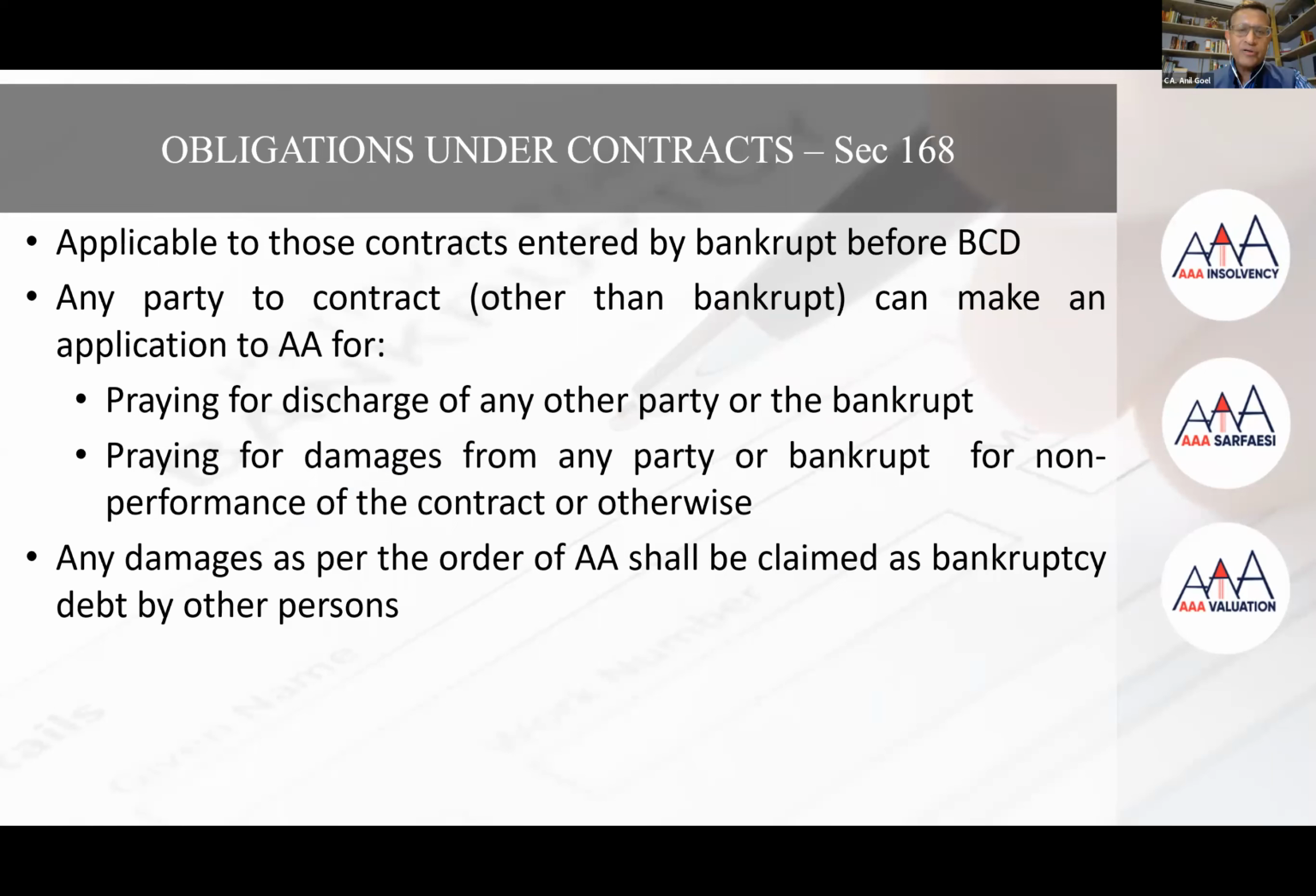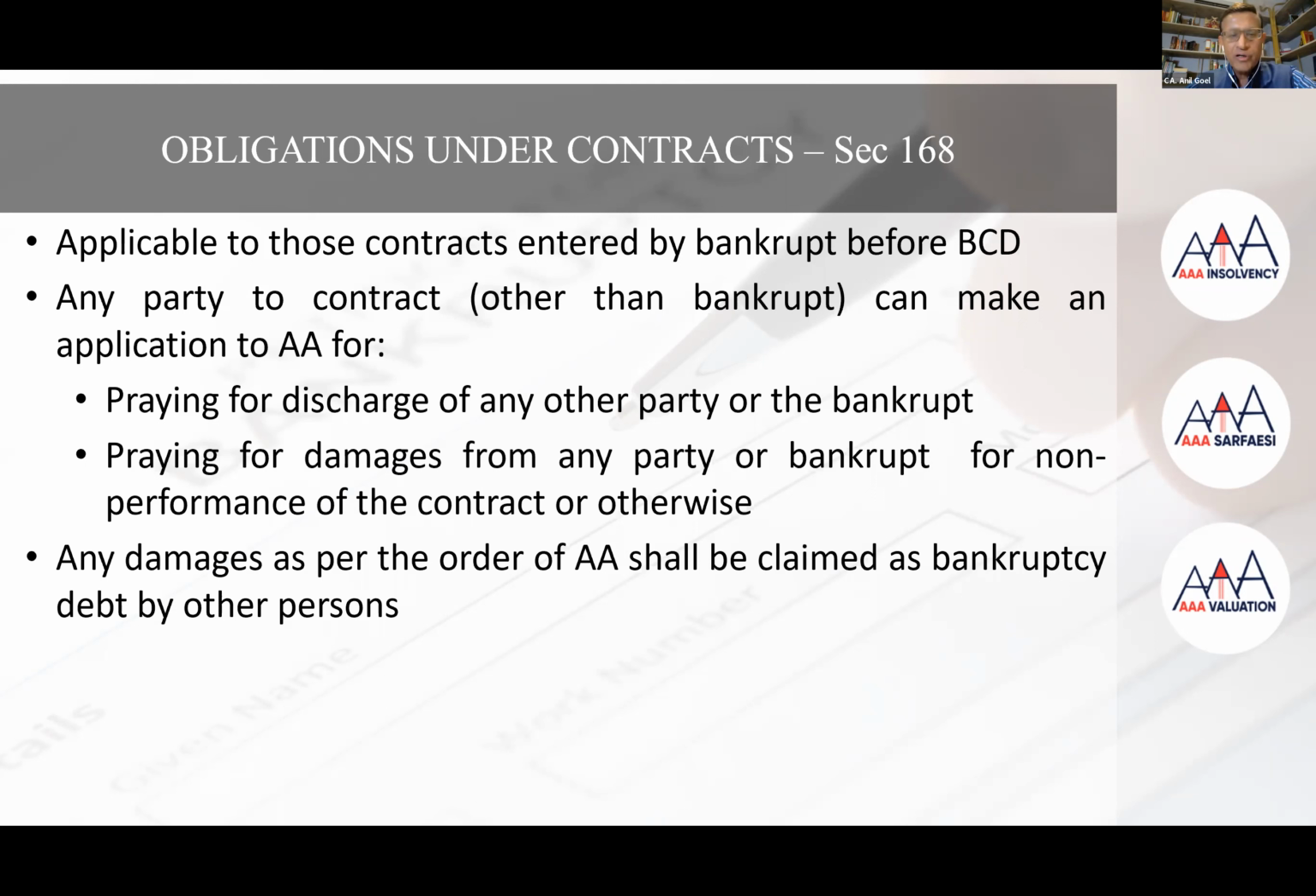Okay, the obligation under contracts like section 168 is applicable to those contracts entered into by the bankrupt before the bankruptcy commencement date. Even in CIRP, when a person files a resolution plan, there are eventualities when the RA says that he would not be able to continue the obligations under the earlier contracts. So this is similar to that. If the bankrupt has entered into any contract where he has an obligation to do something or to pay something, these are the obligations under a contract.